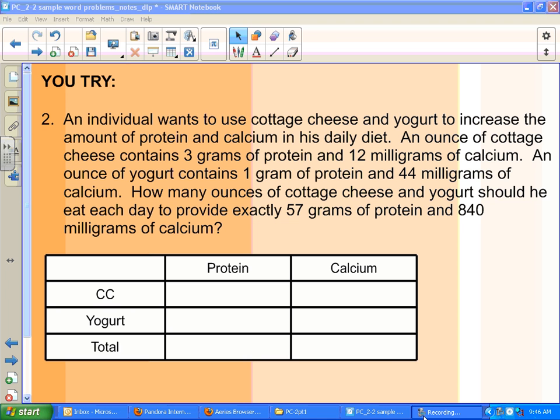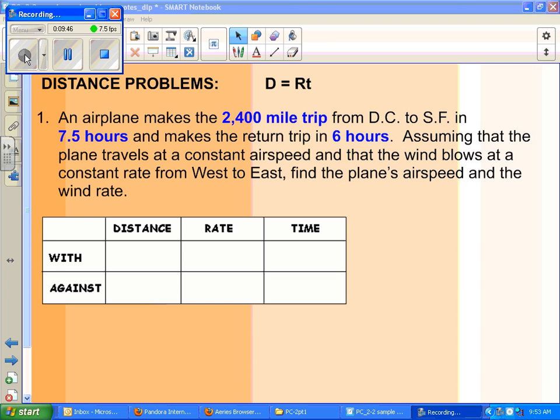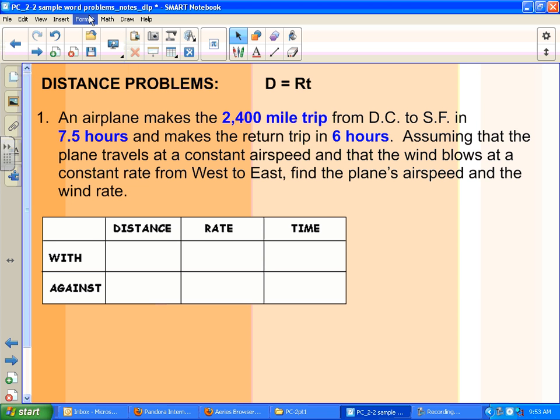Where is it? There we go. Here we go. So these distance problems, remember we had work is equal to rate times time? Well, now you can have distance equal to rate times time. Rate is the same thing as your speed or your velocity. So we're going on a little plane trip.